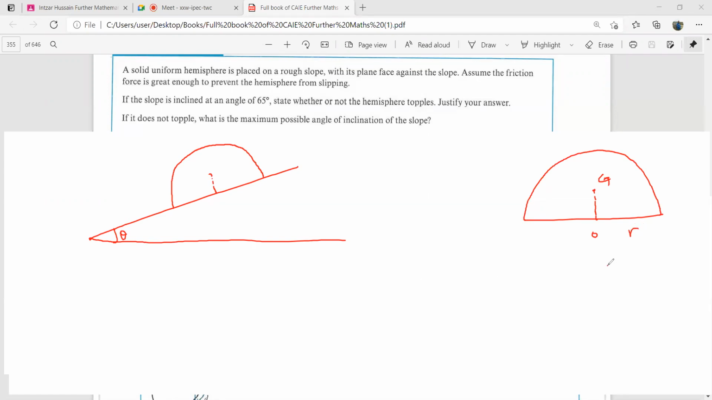It is 3 over 8 R. That is, I think, 2R sine alpha over 3 alpha, which is for the sector with the angle 2 alpha. So we have this 3 over 8 R over here.